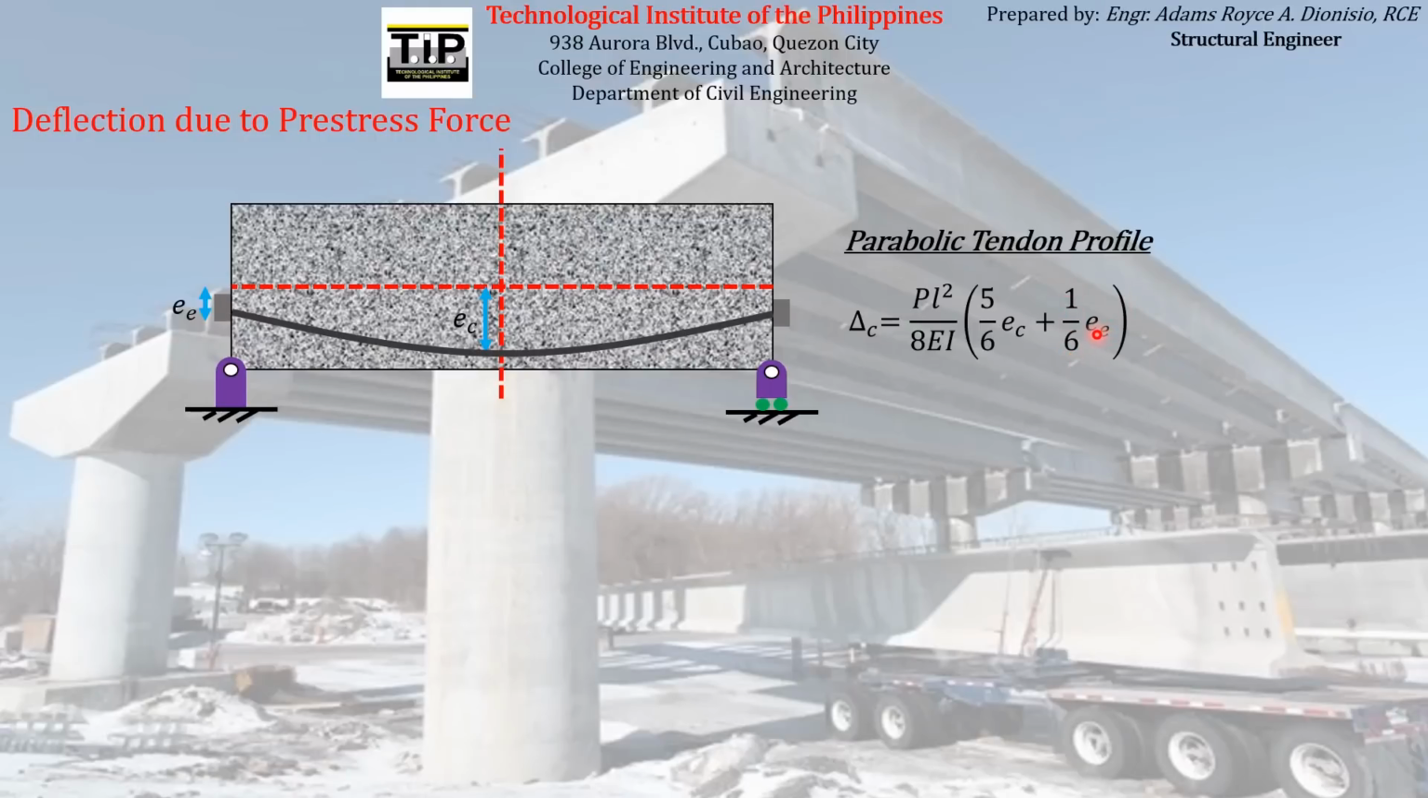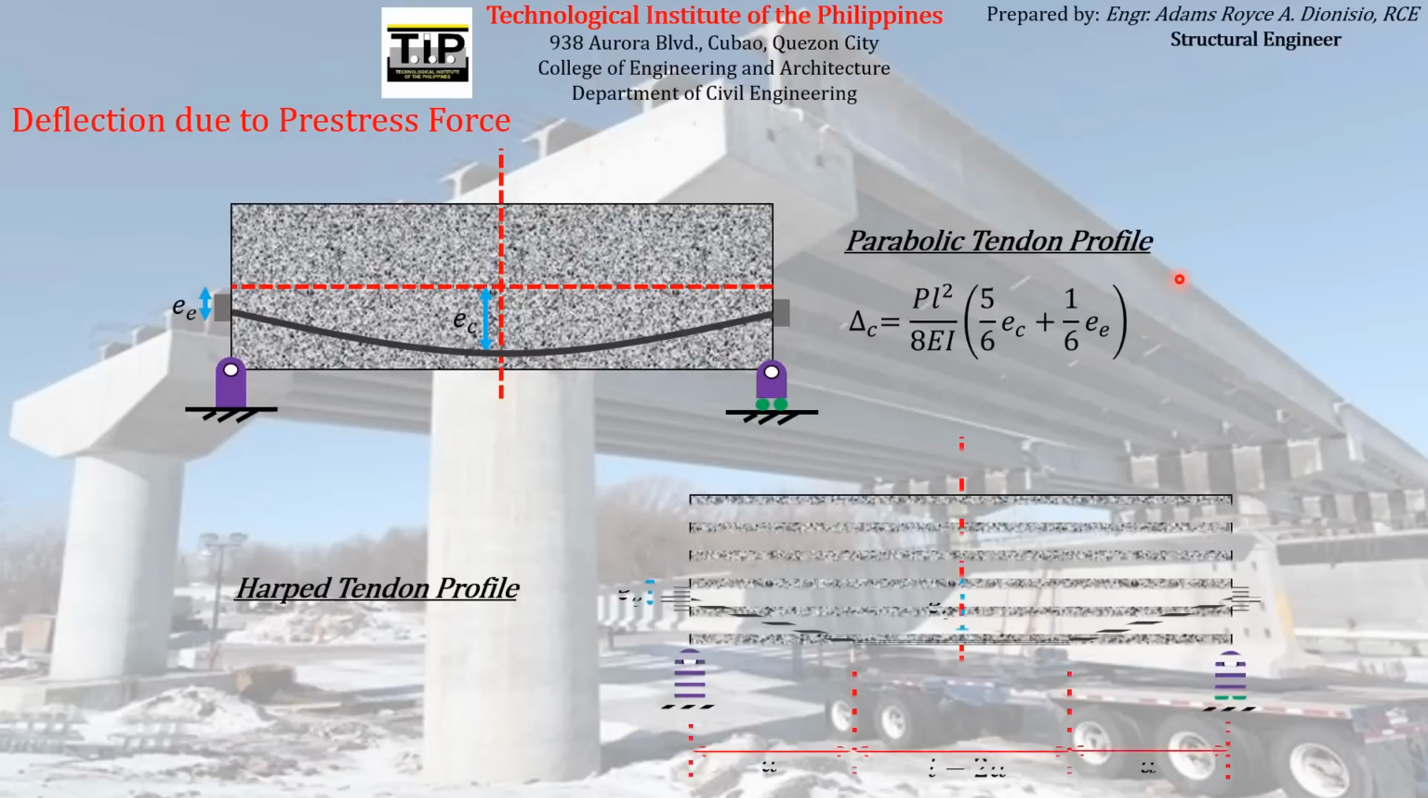So actually the formula that I have derived, or I have shown a while ago, for parabolic tendon profile with an eccentricity at the ends equal to 0, you can derive that formula using this formula. You just have to change the eccentricity at the ends to be equal to 0 and then simplify the equation, and you can see that the formula that will come out is just the same as the formula that I have shown a while ago for the case of parabolic tendon profile with an eccentricity at the ends equal to 0. So you can try to check that.